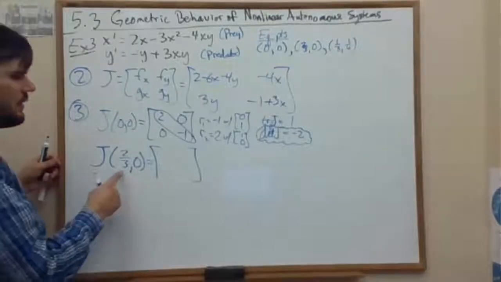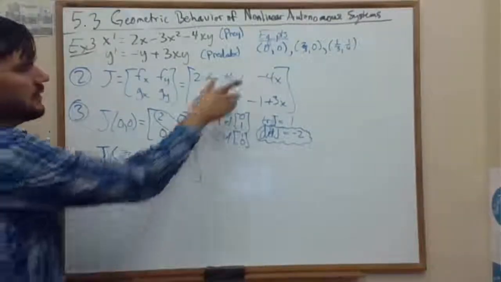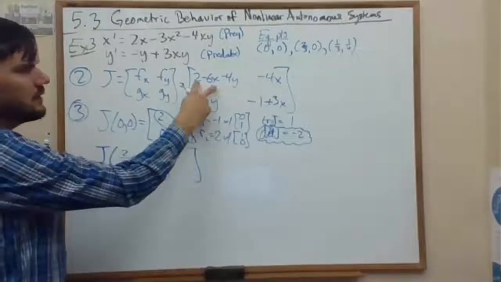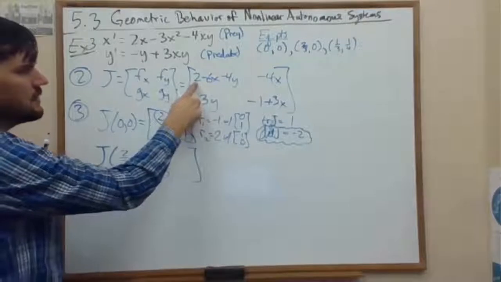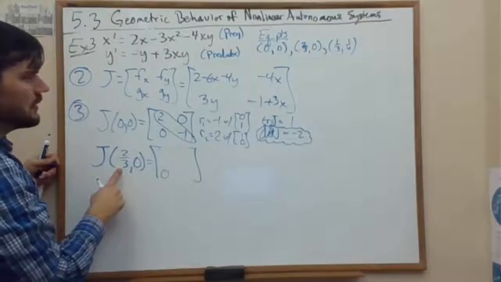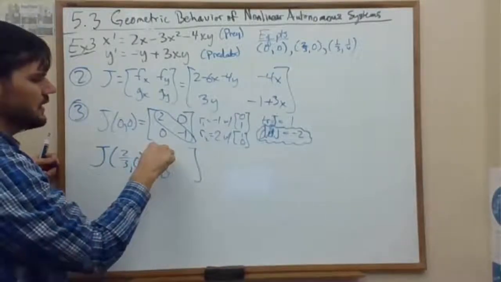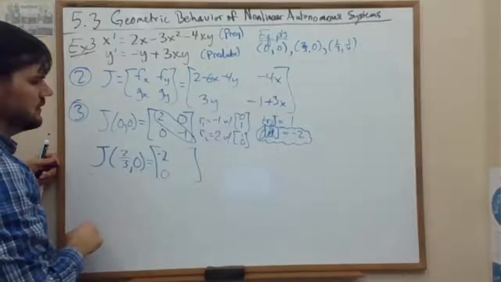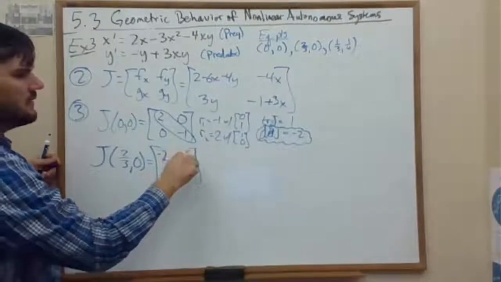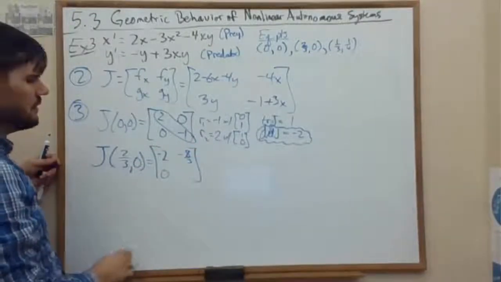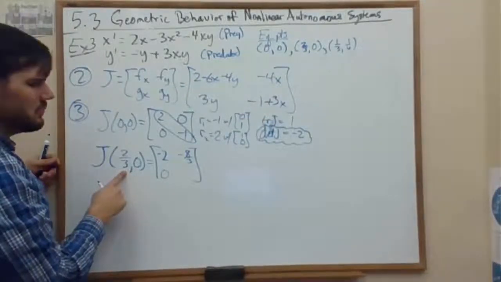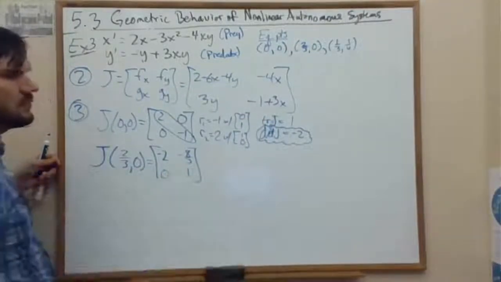Okay, at 2/3 for x and 0 for y, we knock out all the y terms. So we know I have a 0 down here. We have 2 minus 6 times 2/3. Well, 6 divided by 3 is 2, so we get 2 minus 4, which is a negative 2 there. x is equal to 2/3, so negative 4x gives us a negative 8/3. And down the bottom, negative 1 plus 3 times 2/3 is negative 1 plus 2, or positive 1.